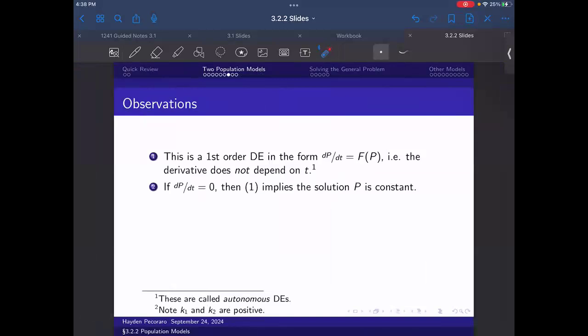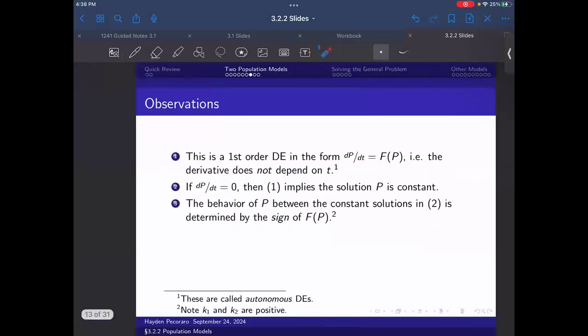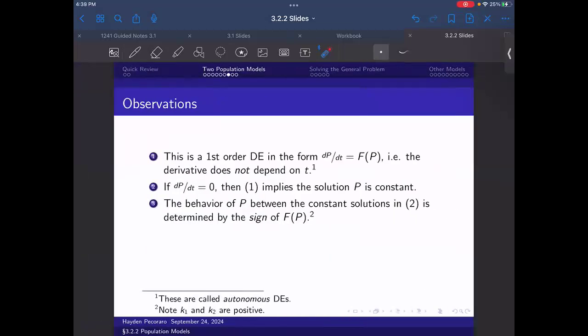What else? Well, what about constant solutions? That was one of our questions. If the derivative is equal to 0, that corresponds to a constant, right? Then this part implies that the solution has to be constant, because the derivative being 0 at some point t, well, there's no dependence on t for the derivative. So if it's 0 anywhere, it's 0 everywhere. So if the derivative is equal to 0 at some point, then we know the solution is constant. The behavior of p between the constant solutions is determined by the sign of f of p.